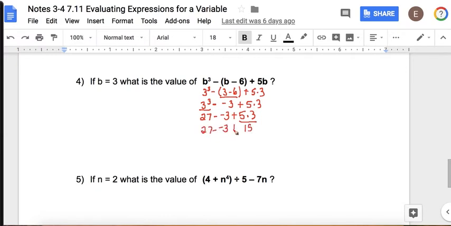So bring down everything. And now we're down to subtraction and addition. So we're going to go from left to right. Remember, when you're subtracting a negative, it's like you're adding. So this is really 27 plus 3, which is 30. And 30 plus 15 is 45.